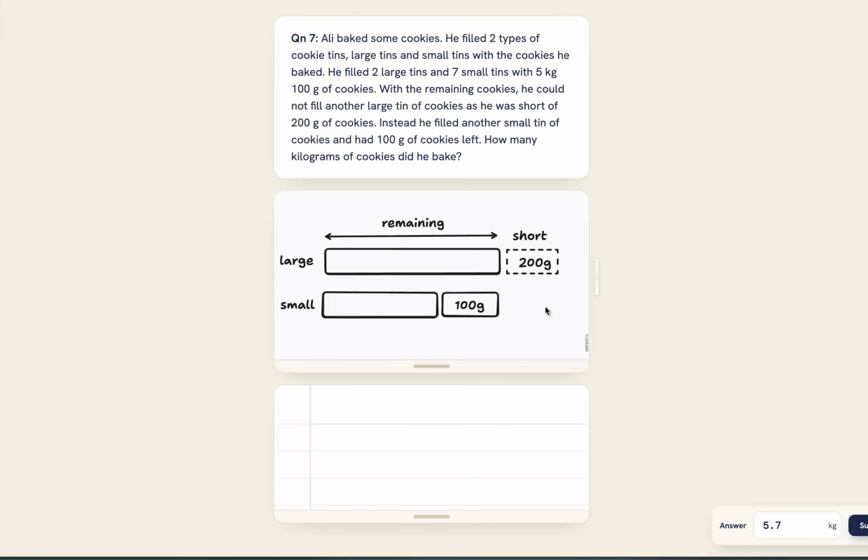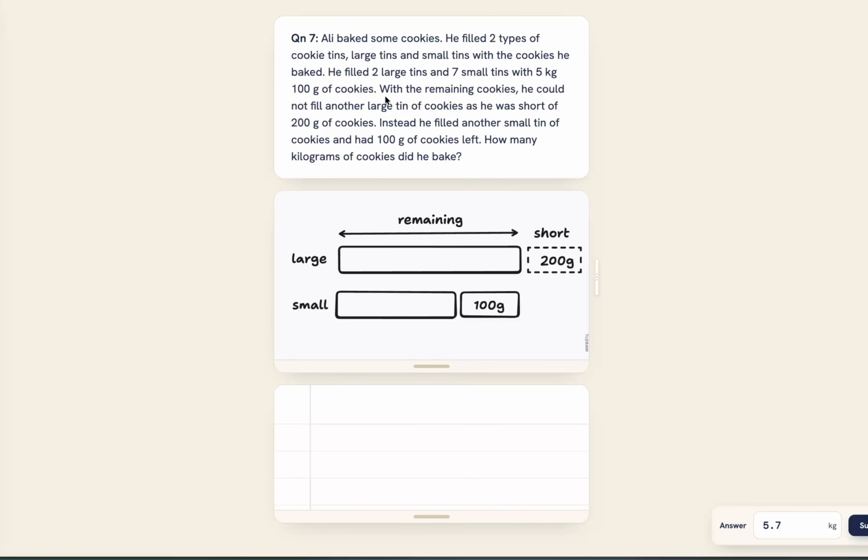Right, so I've drawn a model over here just to explain a bit about this statement. With the remaining cookies, he cannot fill another large tin of cookies as he was short of 200 grams of cookies. So the 200 grams over here is the remaining, but the thing is he was short of 200 grams. All right. So in the next statement, it says instead he filled another small tin of cookies and had 100 grams left. So this over here is 100 grams left, and the small tin is what it can contain. All right. So from here, how do we solve this?